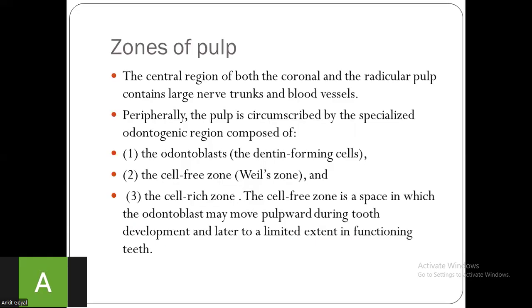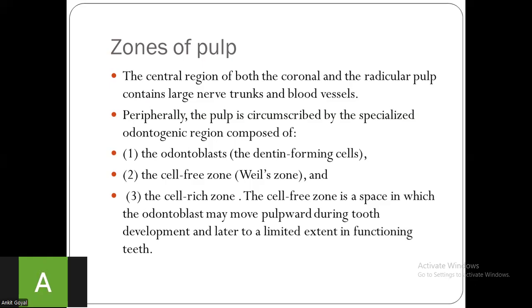Now we start with the zones of the pulp. The central region of both the coronal and the radicular pulp contains large nerves, nerve trunks and blood vessels. Peripherally, the pulp is circumscribed by the specialized odontogenic zone, composed of the odontoblast zone, cell-free zone and cell-rich zone. The cell-free zone is a space in which the odontoblast may move pulpward during tooth development, or later to a limited extent in a functioning tooth.